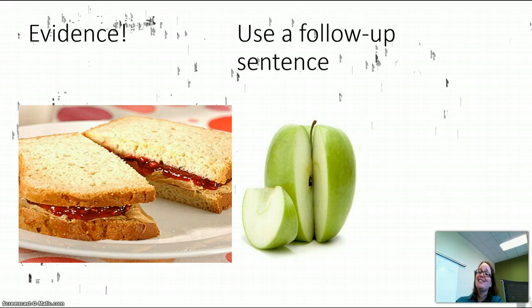All right? Again, these are the basics of in-text citations. Always be careful with your punctuation. Include a signal phrase and include citations and follow-up sentences, and you should do just fine.